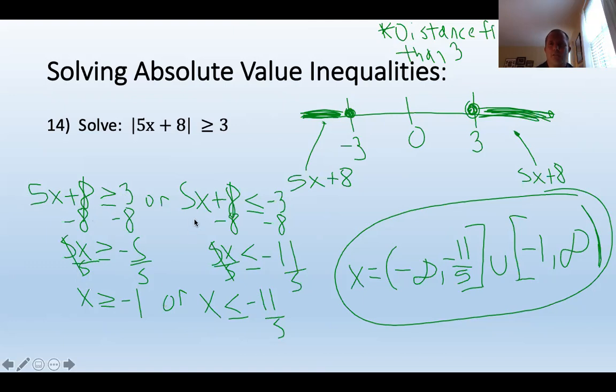Or then we have to solve the other inequality, and so we would subtract 8 from each side to cancel the 8 out. You have -3 minus 8 is -11. Divide through by 5 to cancel the 5 out in front of x, and you have x is less than or equal to -11/5. And so there's two inequalities there that are part of the solution to this absolute value inequality.